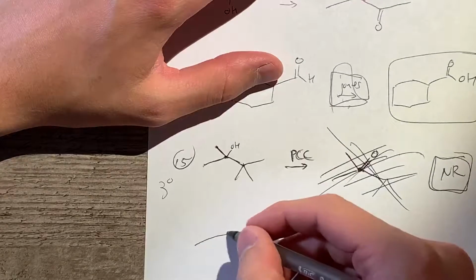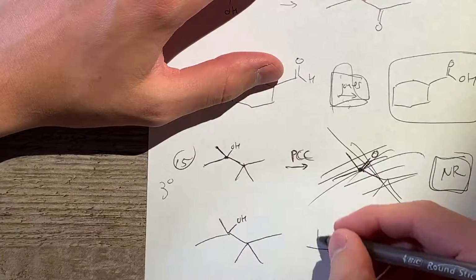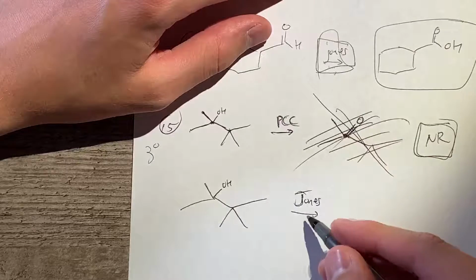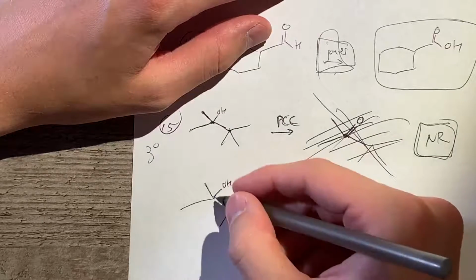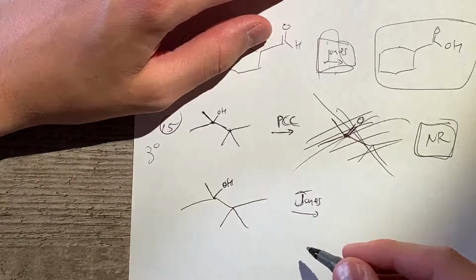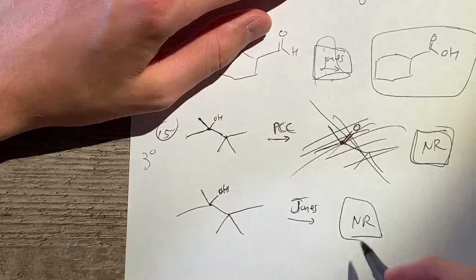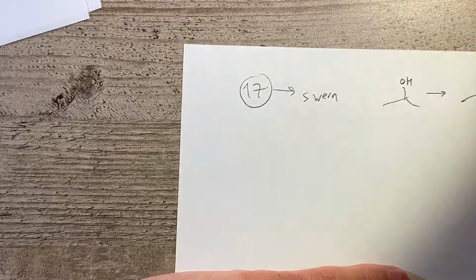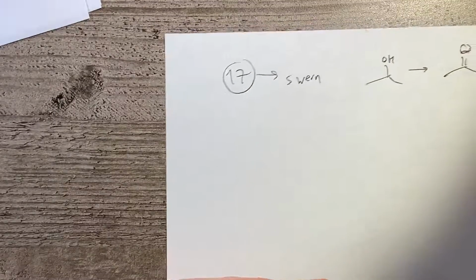Don't even do that. Just, you see this? No reaction. However, you've got this one and you're trying to Jones it. What happens here though? If you think about Jones, it's a strong oxidizer and you've got your tertiary alcohol. So what do you think will happen? Well, same story. You guessed it. Number 17 is showing Swern. So you go from here to here, as I already showed earlier.